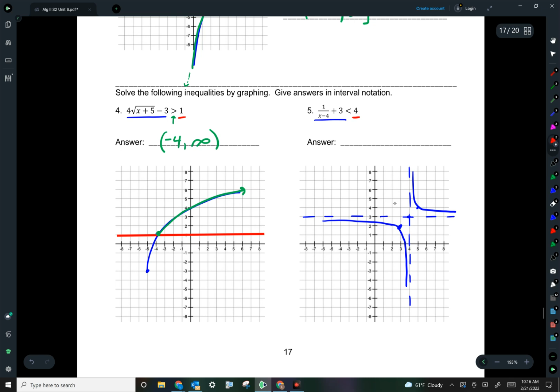So we draw a horizontal line at 4, something like that. And this time it's a less than, so we want all of the blue graph that's below the red graph. Well, I see 2 pieces that are below. All of this piece is below, right? All of this one is below. But also from here on out is below.